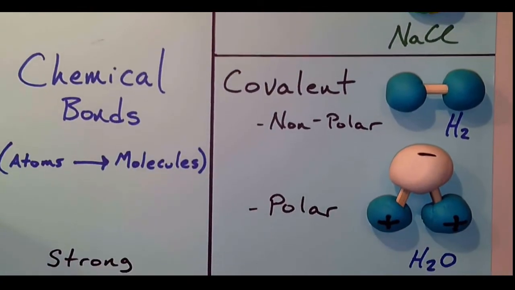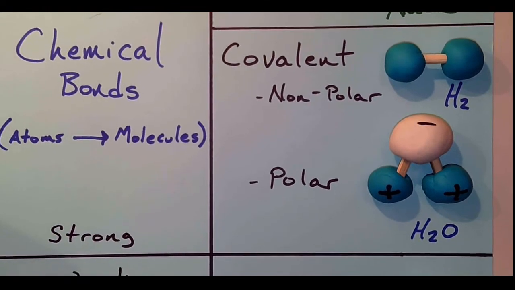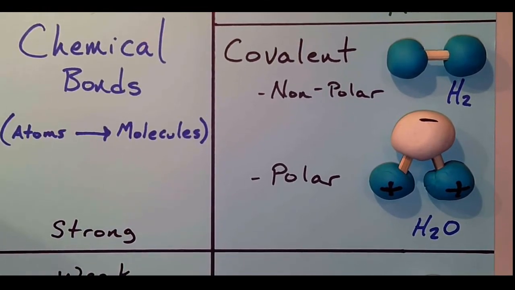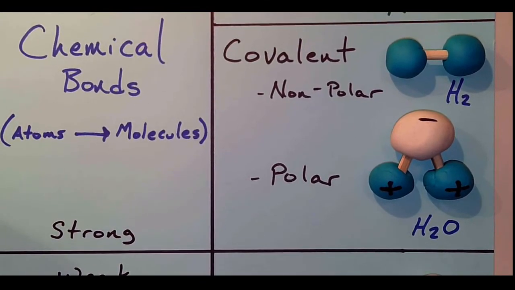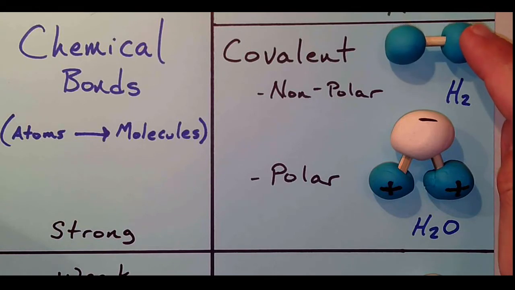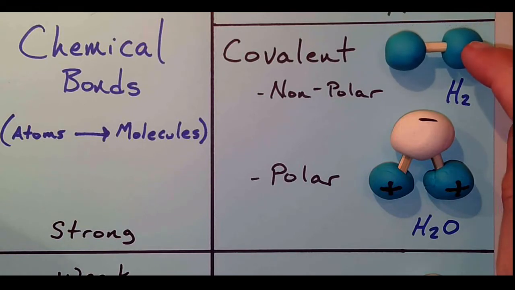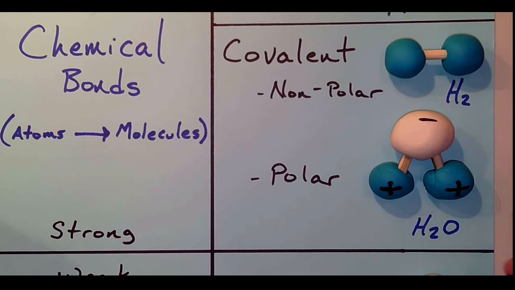The other type of chemical bond we see is a covalent bond, and these covalent bonds are due to sharing of electrons, and we said you can either share these electrons equally, which is the case for the nonpolar molecule. So this hydrogen gas molecule, the electrons are being shared equally. You can see a nice symmetrical molecule, so it's nonpolar.